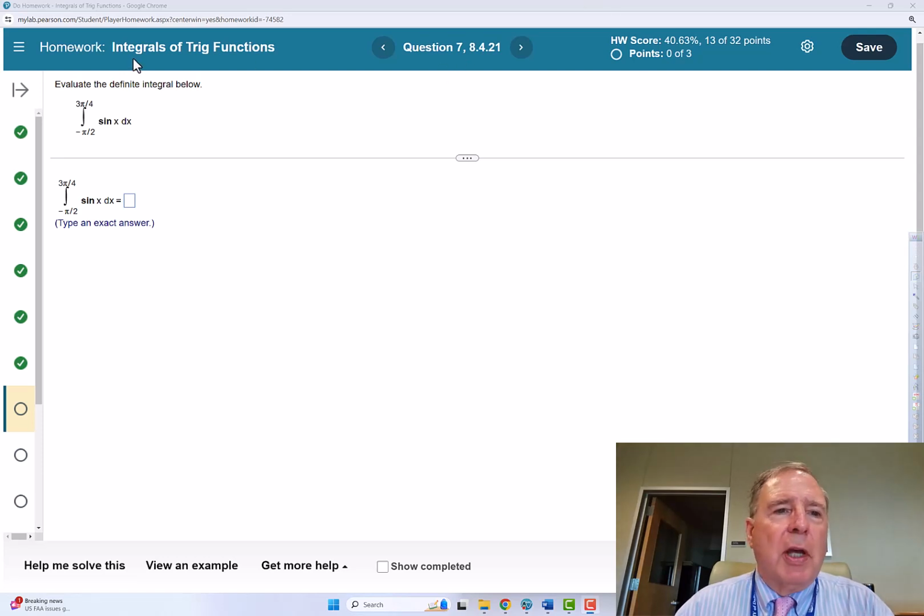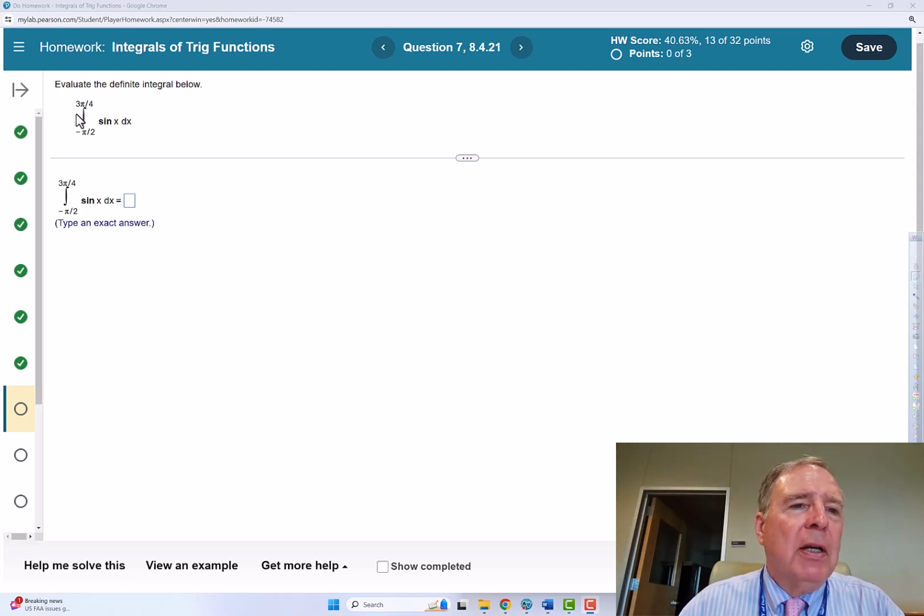This is question 7 of the integrals of trig functions assignment. Evaluate the definite integral below. So the integral from negative pi over 2 to 3 pi over 4 of sine of x dx.